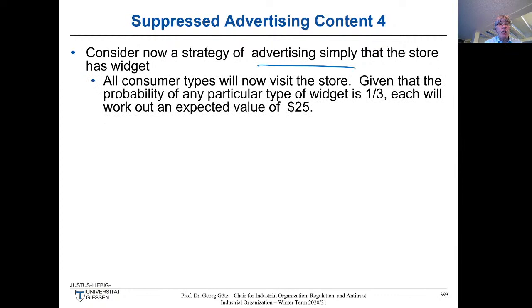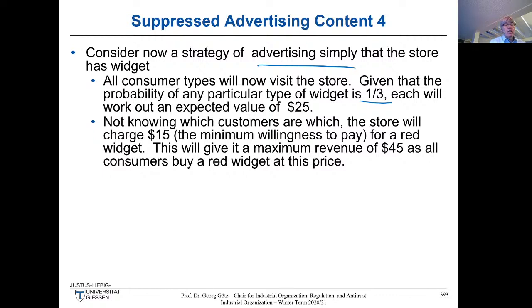Why? Now they assign a probability of 1/3 to each particular type. And given that they are willing to pay 40 for the one, 20 for the other, and 15 for the third, it gives a total of 75, and each with probability 1/3, so the expected value will be 25. Okay, but however, now the store does not know who is who, if all three consumers are there.